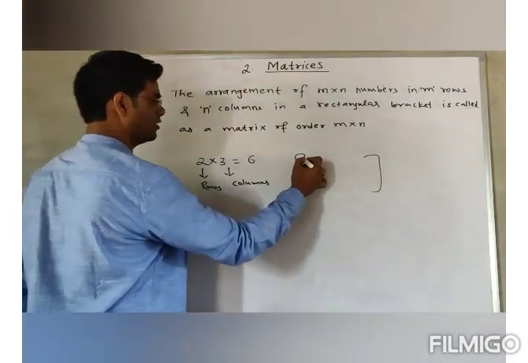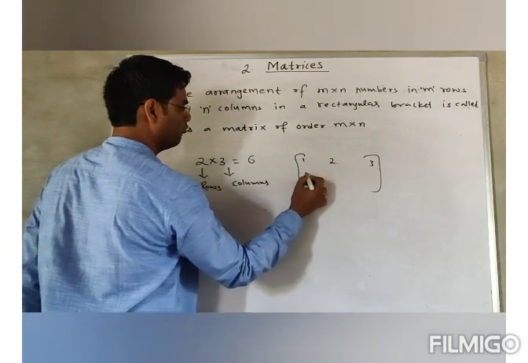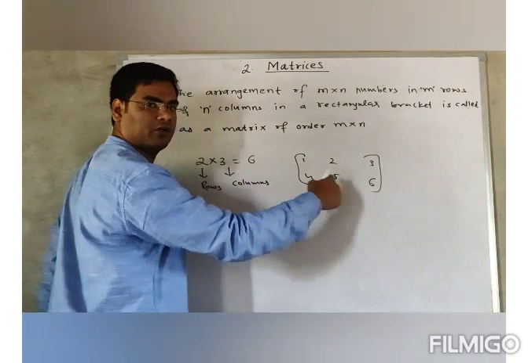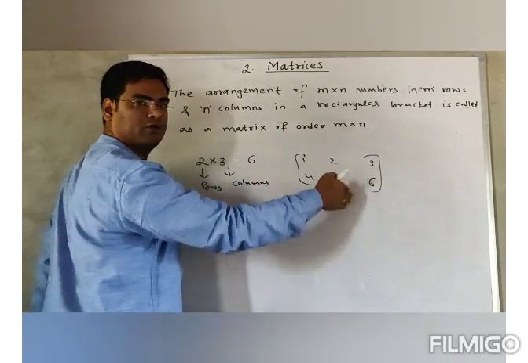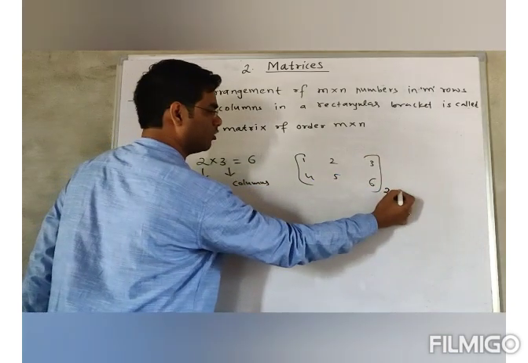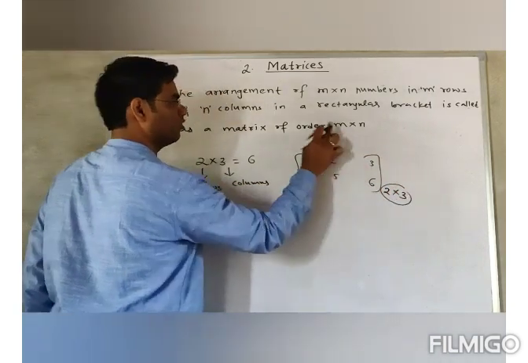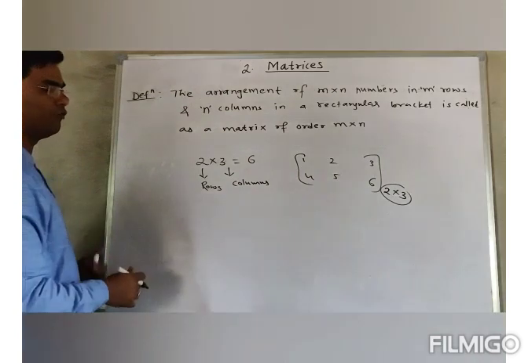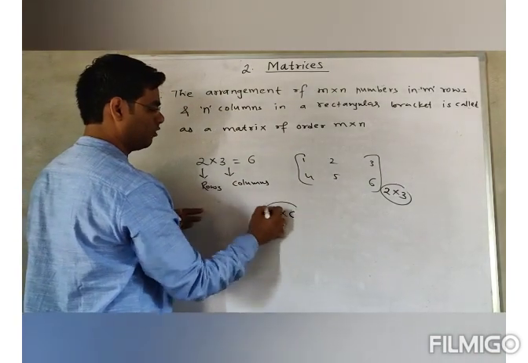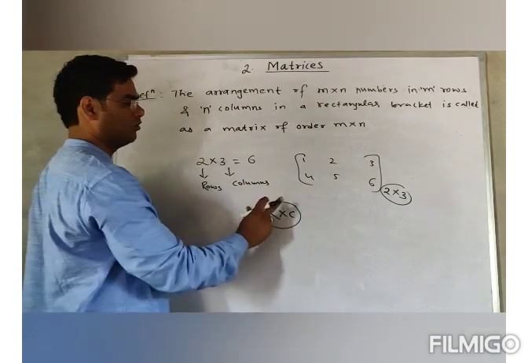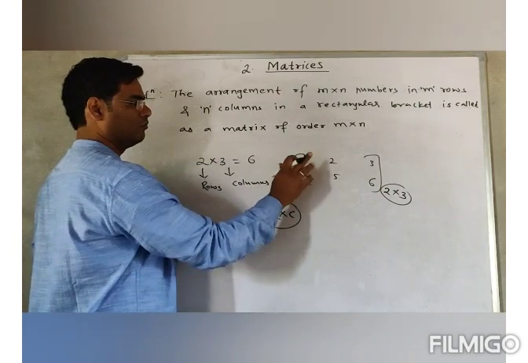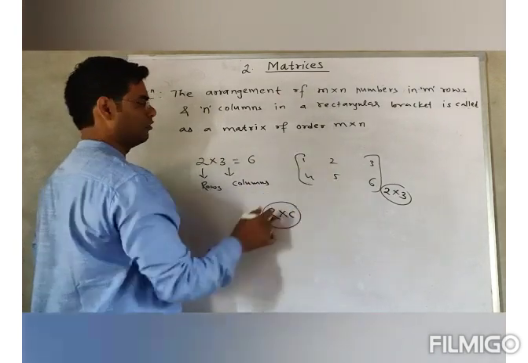For example, this matrix contains 1, 2, 3, 4, 5, 6. It contains 2 rows. Horizontal lines are known as rows and vertical lines are known as columns. So this matrix contains 2 rows and 3 columns. So 2 by 3 is known as the order of the matrix. Now what is the meaning of order of matrix? Number of rows by number of columns in a given matrix is known as the order of the matrix. So the order of this matrix is 2 by 3 because it contains 2 rows and 3 columns.